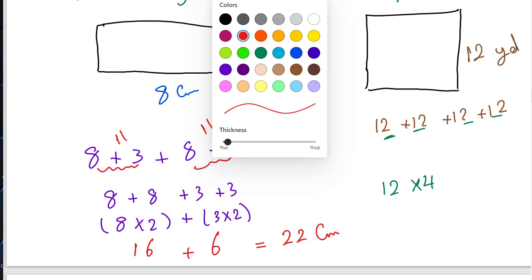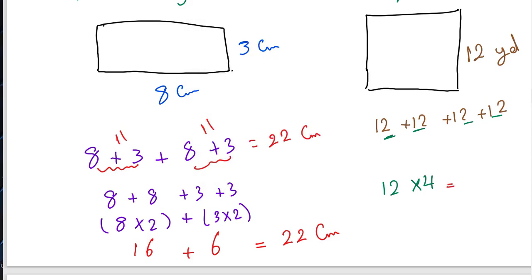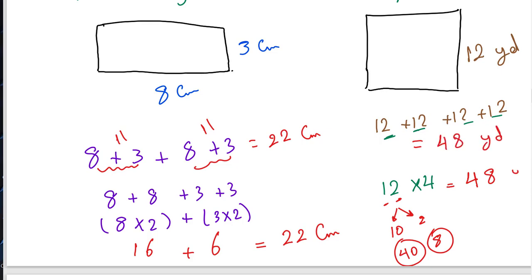When you are multiplying by two digits, multiply the first, then multiply the second. Make it 10 plus 2. 2 times 4 equals 8, and 10 times 4 equals 40. So it's 40 plus 8, so 48. Or simply you can add these to get 48 and use the same unit, yards.